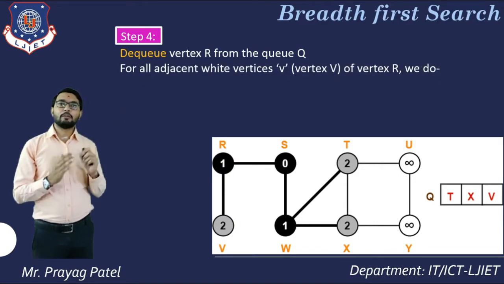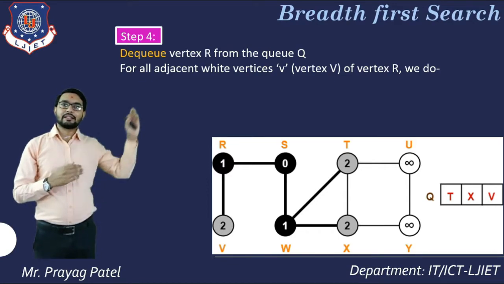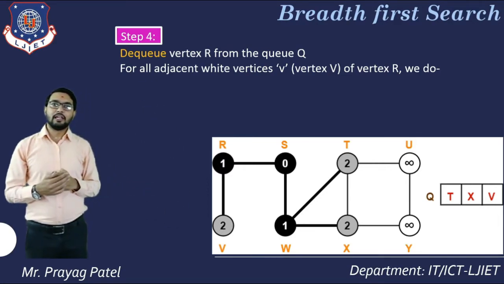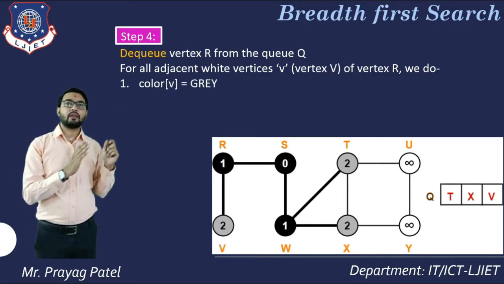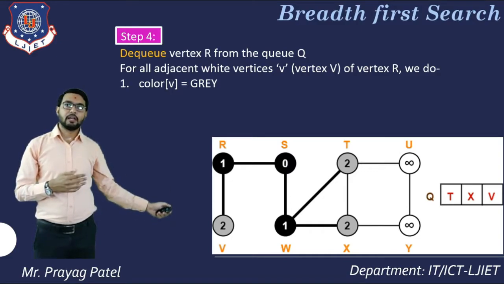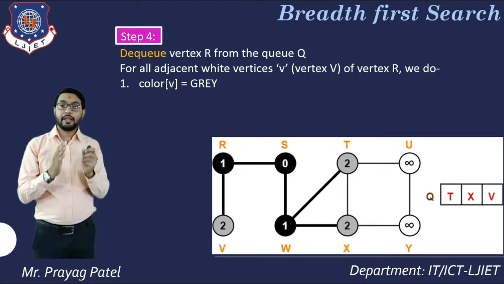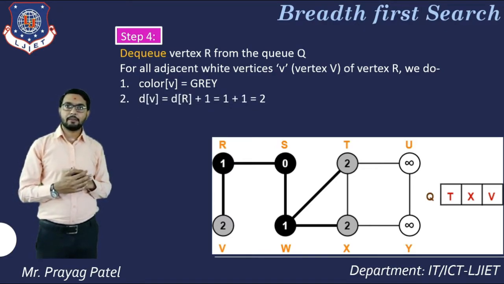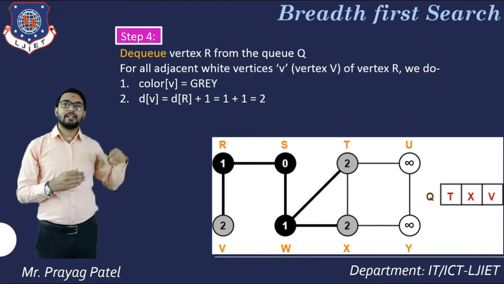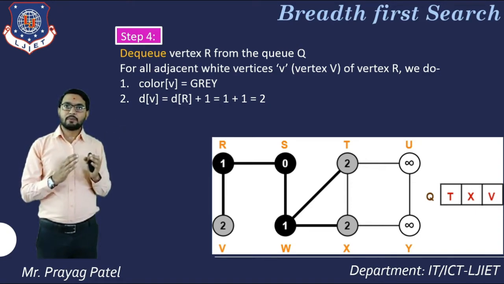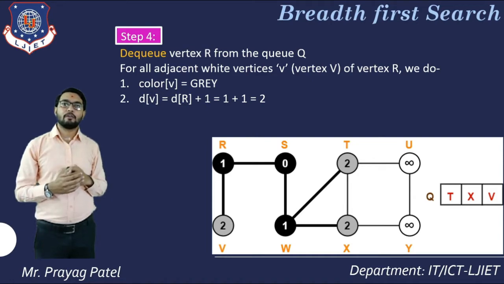Now consider the neighbor of vertex R, which is V. For node V we perform the following operations. First operation is color of V equals gray. Here in this figure, the color of node V equals gray. Second step, d of V equals d of R plus 1. Here d of R is 1, plus 1, because node V is the child of node R, and R is the parent of V. So 1 plus 1 equals 2 for the distance of node V.